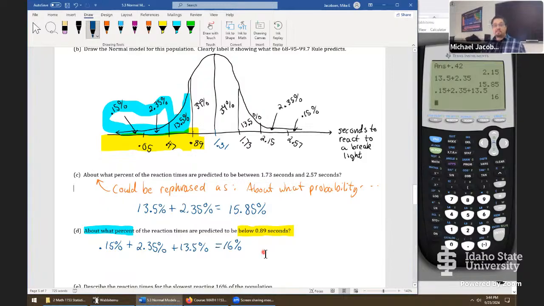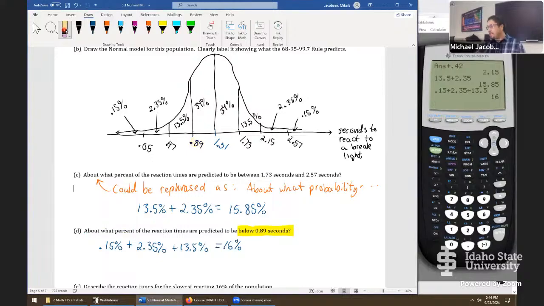So that's two questions down, 16% chance that the person brakes at 0.89 seconds or sooner is what this is predicting. Again, it's just an approximation of reality. It's our best tool to model a population. Any questions, folks, with that one? Okay, next question is a little bit different from the others.